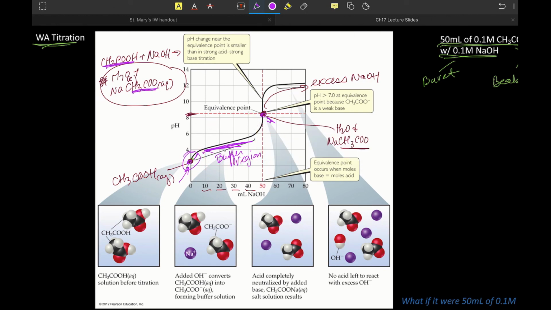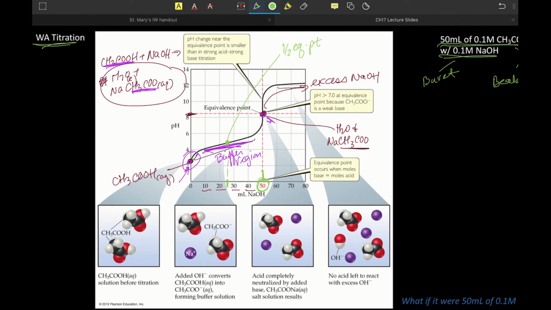Yes, does that make sense? So that space in between is called the buffer region, right? Now, key point here, of super importance: 50 milliliters is the volume that marks our equivalence point, yes? Which means that 25, if we trace this up right here, would mark our half equivalence point, yes? If 50 is our equivalence point, then 25 marks our half equivalence point, okay?